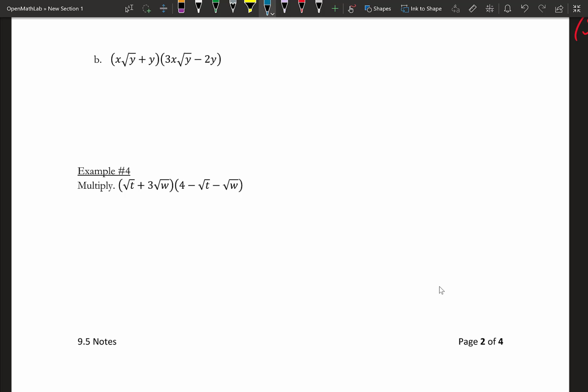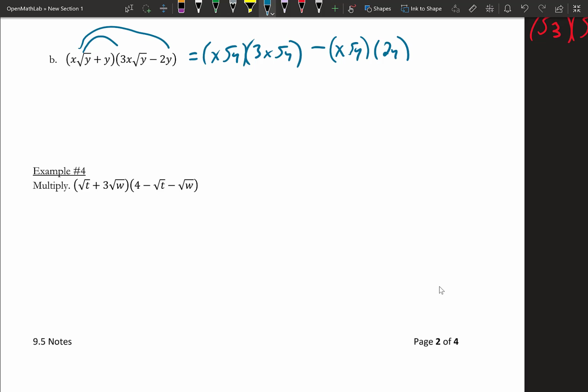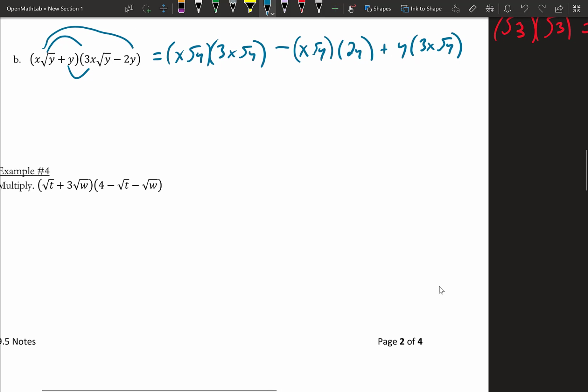The next one, so same idea, right? We're going to take x times radical y times 3x radical y, and then minus x radical y times 2y, right? So I got those two done. And then we take plus y times 3x times radical y, right? And then minus y times 2y.